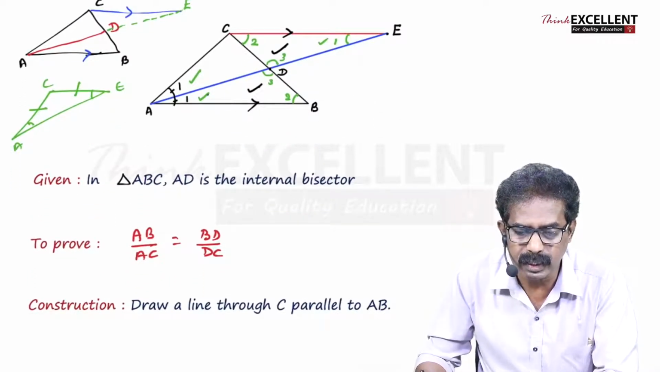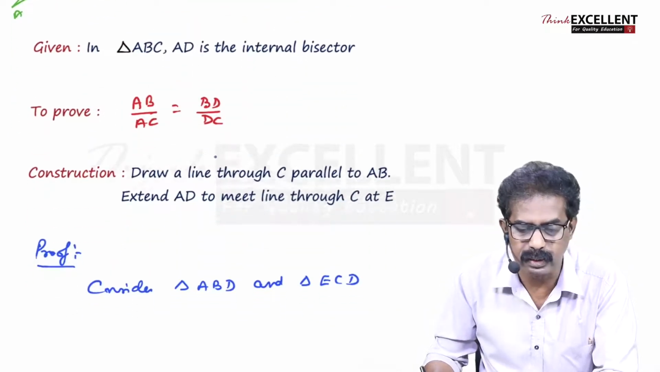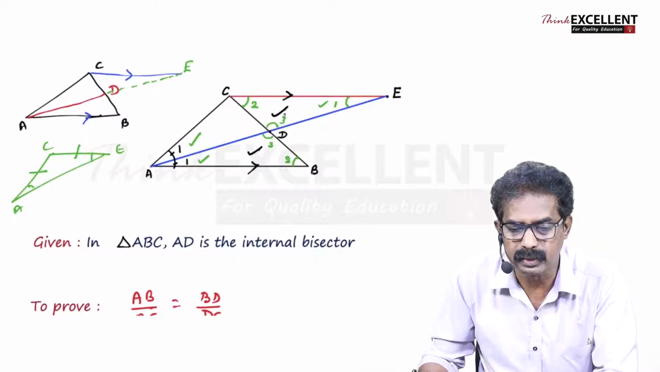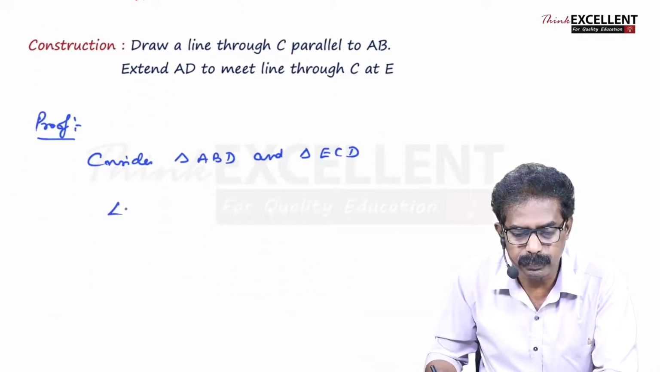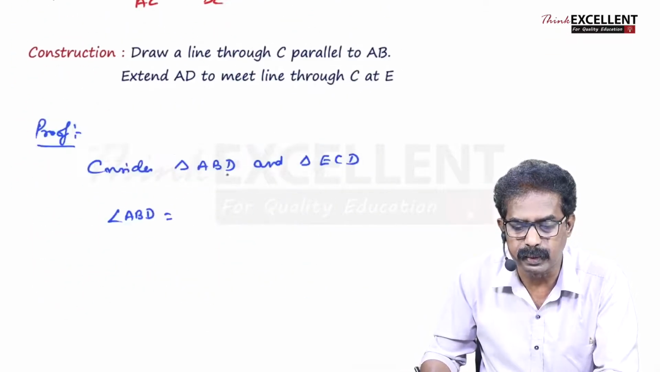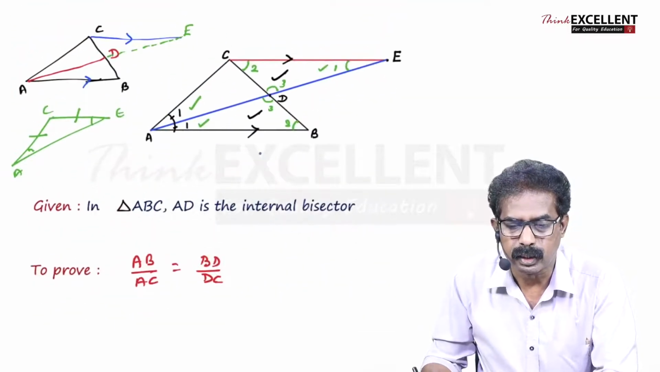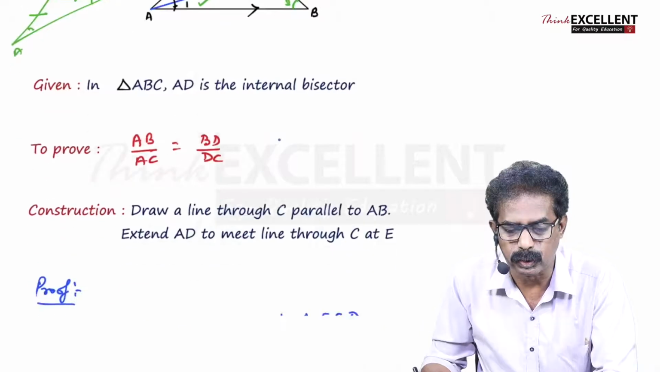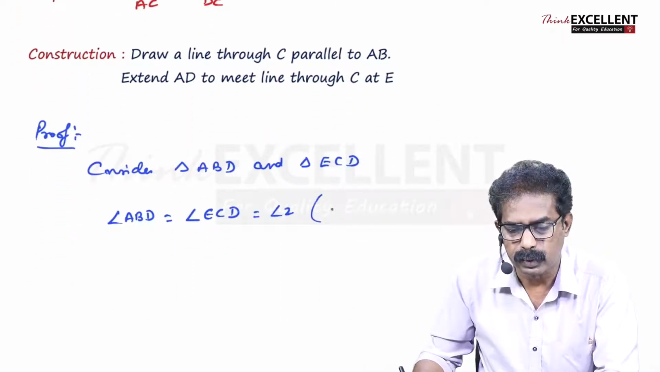So you can say here angle 2, the alternate angles are equal, right? So this 2, that is angle ABD, is equal to angle ECD. Both I am taking as angle 2. What's the reason? Alternate angles.